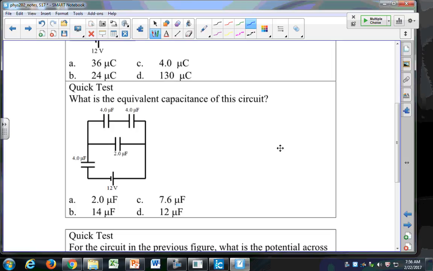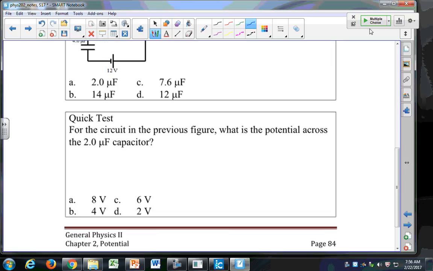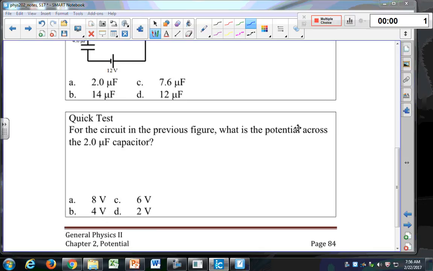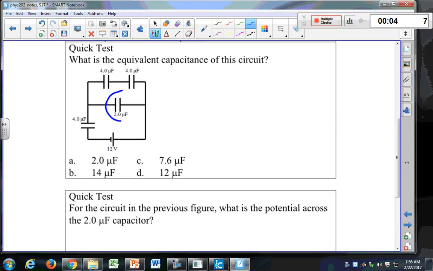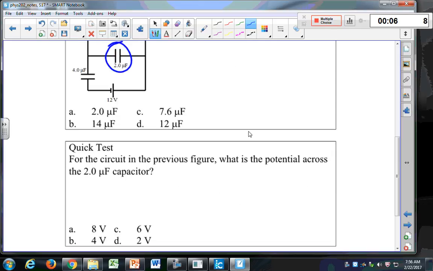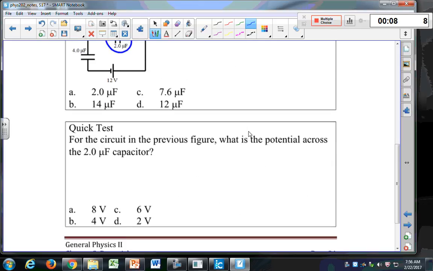And then let's go ahead and do this next one. What is the potential across the 2 microfarad capacitor? So that is the potential across this capacitor. Again, try to just think about how the voltages are distributed across that circuit.